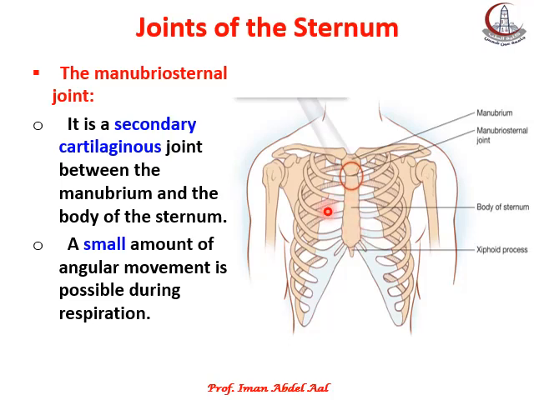This joint allows only a small amount of angular movement needed during respiration. So the manubriosternal joint is a secondary cartilaginous joint. It lies between the manubrium and the body of the sternum. It allows a small amount of angular movement during respiration.